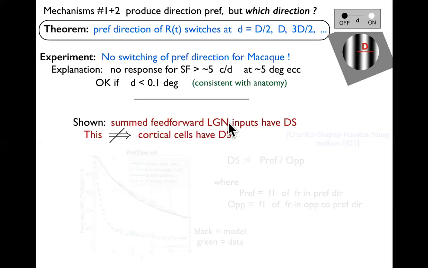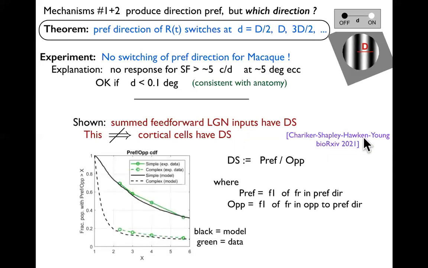Okay, so this is the final thing that I would like to address: the some feedforward LGN inputs have DS, but that doesn't mean the cortical cells will have DS, okay? So you have your cortical cell, you receive a DS in its input, but as we said, there is so much interaction with the rest of the intracortical interaction. How would we know that there's still going to be any DS left after all that interaction? And this is something that resulted in a recent paper on the bioarchive.